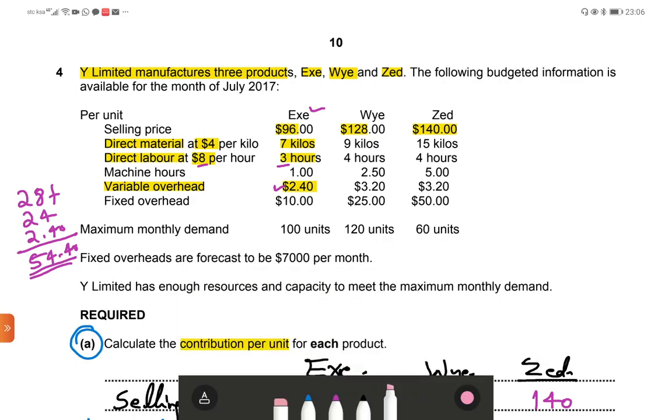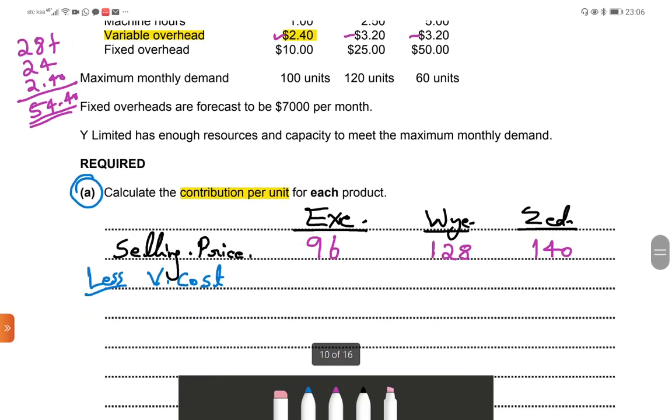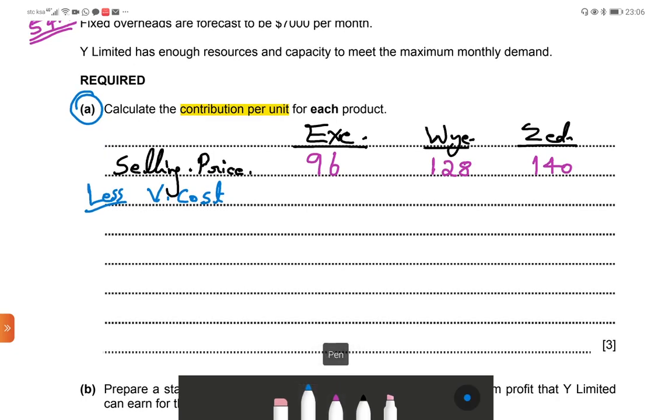The same method you follow for product Y. Product Y is equal to 4 multiply 9, and for product Z 4 multiply 15, and again direct labor 8 multiply how many hours? Here Y 4 and Z 4. Then variable overhead of Y 3.20, Z 3.20. The same method you follow. So variable cost is equal to the first one X we already calculated 54.40. The second one the same method, material, labor and variable overhead, 71.20. Then Z 95.20.